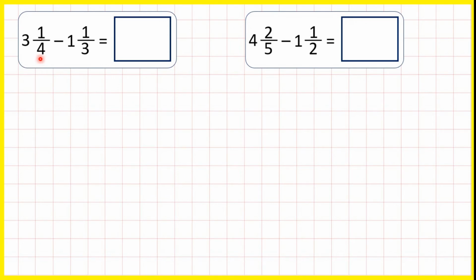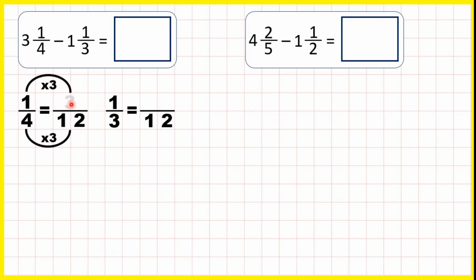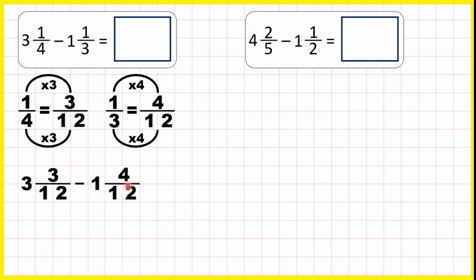We have 3 and a quarter minus 1 and a third. So when we're subtracting fractions, we need the denominators to be the same. 12 is in both the 4 and the 3 times table, so let's find equivalent fractions with a denominator of 12. 4 times 3 is 12, 1 times 3 is 3, 3 times 4 is 12, 1 times 4 is 4. So now we can rewrite our question. Instead of 3 and a quarter, we can write 3 and 3/12, and instead of subtracting 1 and 1/3, we can subtract 1 and 4/12.